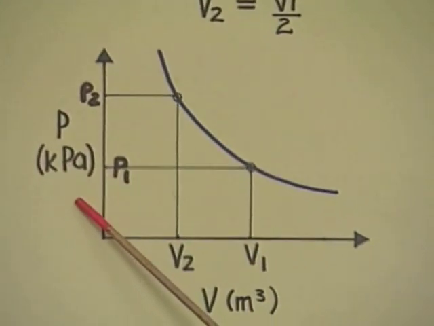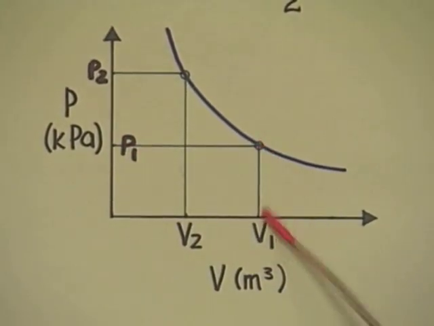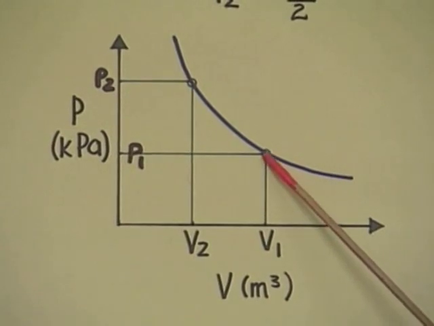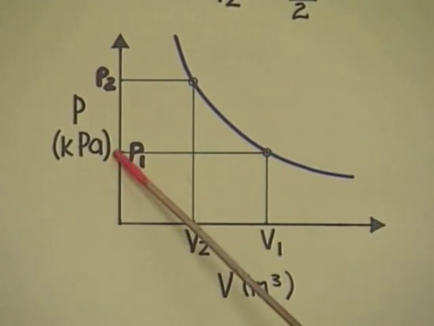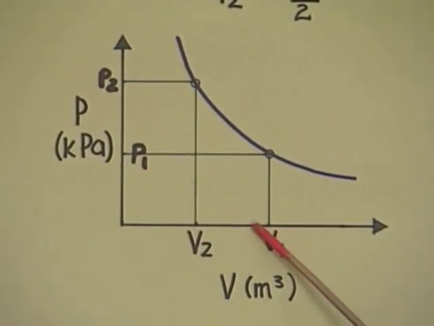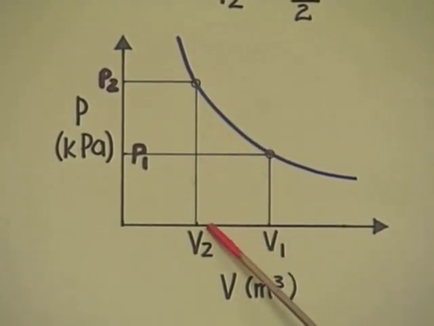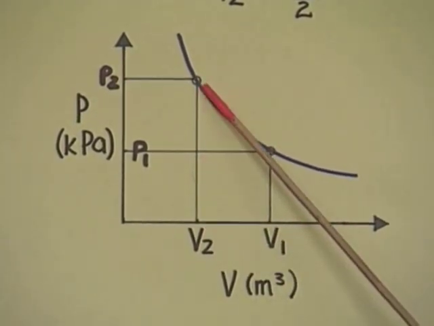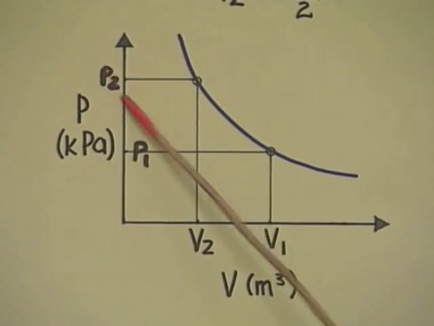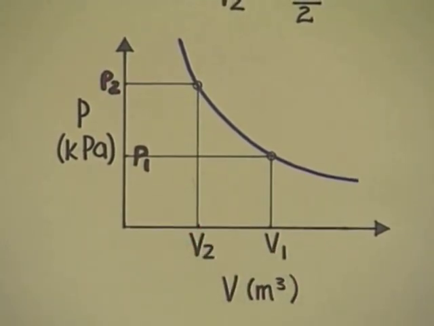This is the graph for Boyle's law, where P1 and V1 are the coordinates of a given point on the graph. We see if the pressure is small, the volume is large. P2 and V2 are the corresponding coordinates of another point on the graph. If the pressure is large, we find the volume is small.